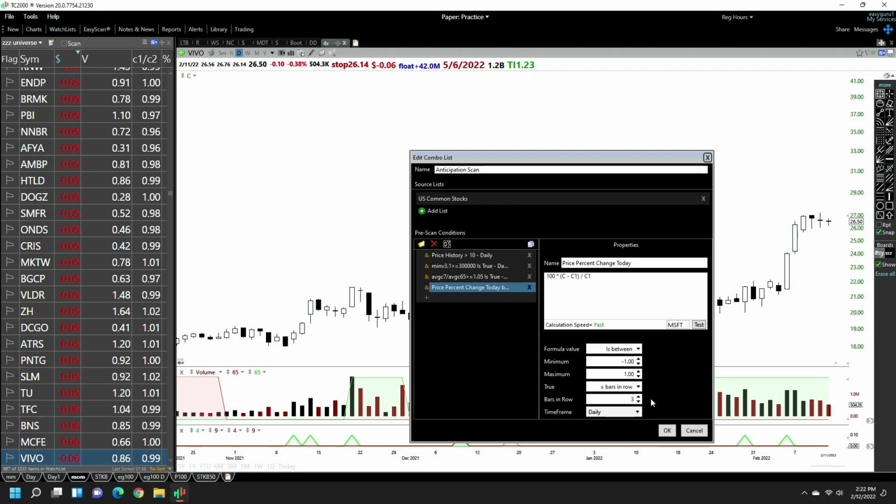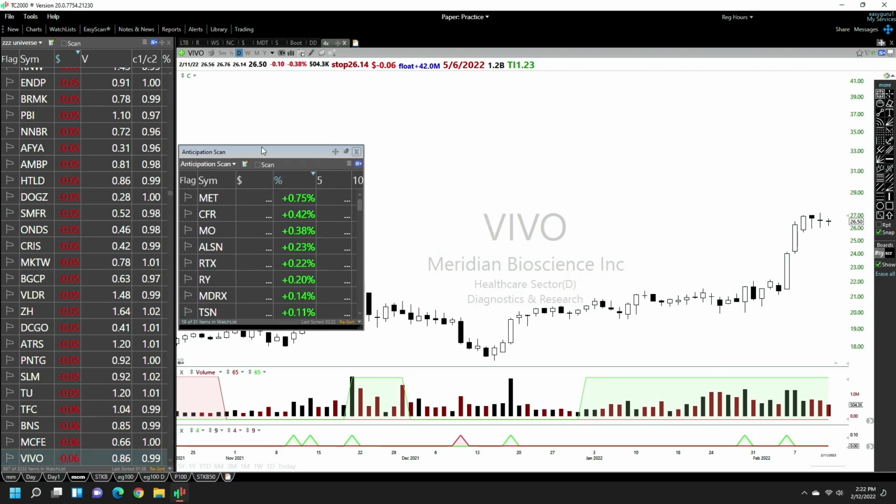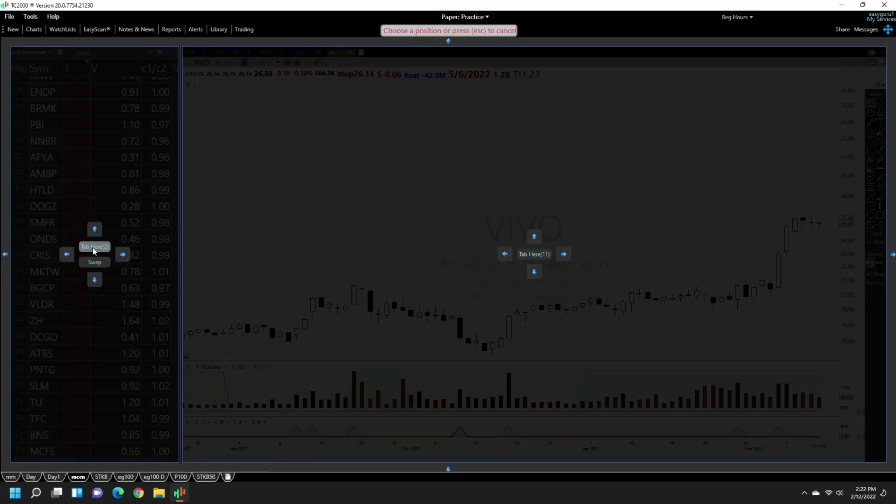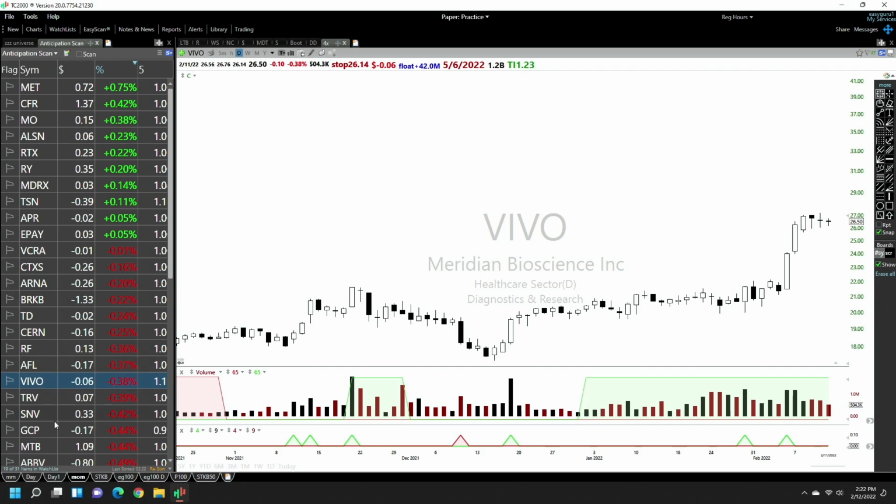So that's 3 days in a row this stock is having this condition, right? So if I put in all these conditions and press OK, now I get this scan. Anticipation. And what I can do is move and tab here. So once I tab it here, it is here now, right? So you are getting 31 stocks here.